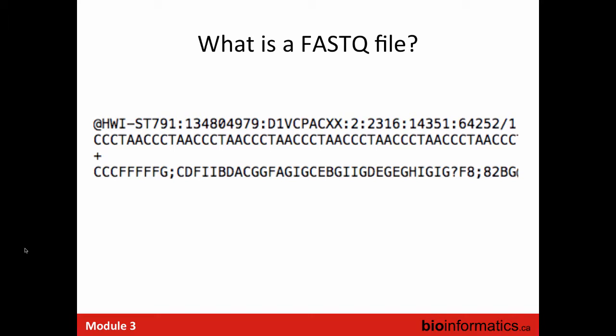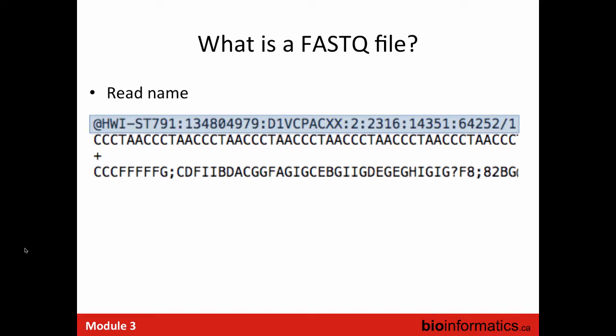So the FASTQ file is the format that we use when the data comes off of the sequencer. It's a fairly simple text file format where each sequencing record, so each one of these clusters, which was a colony of DNA molecules, is represented by four lines. The first line in the FASTQ file is the read name, the identifier of the read.